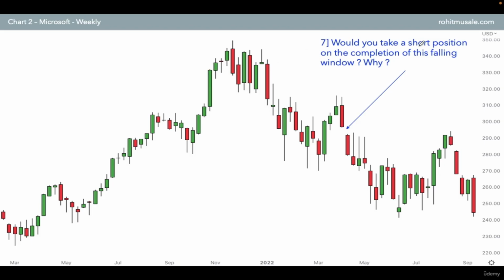Number 7, would you take a short position on the completion of this falling window? Why? So this falling window completes when this candle closes. So the question is, would you go short on the close of the candle? The answer is no, because see, there is a support here, right? So if you go short here, you're going short directly into support, which is not a good idea. And by the way, these 3 candles are confirming that support. So it was not a great idea to take a short position on the completion of this falling window.